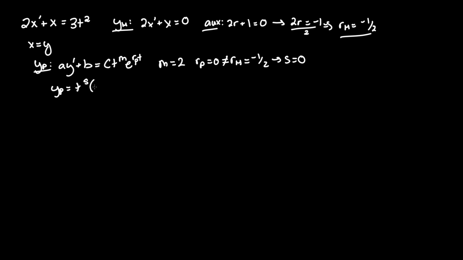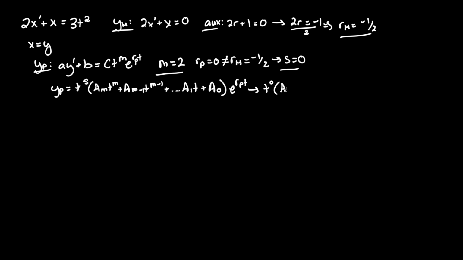Therefore, s is 0, which is needed when we set our general format y particular equal to t to the s times a decreasing polynomial of degree m, a sub m, times t to the m, plus a sub m minus 1, t to the m minus 1, so on and so forth, until we hit a sub 1 t plus a sub 0 times e to the rpt. Plugging in what we already found, this should be equal to t to the 0, since s equals 0.